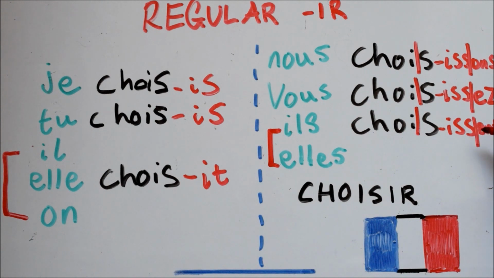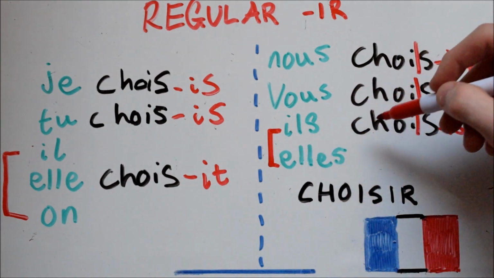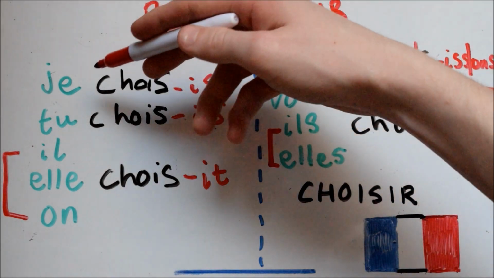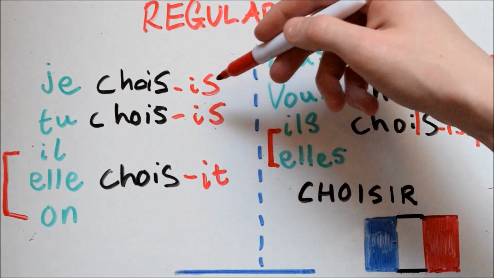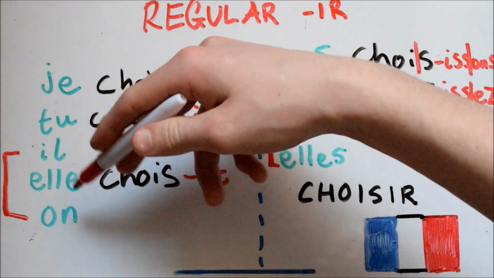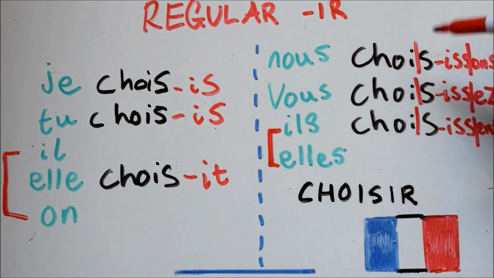Choisit. This is also the same for they. Elles choisissent. If I go down them all again, this is how they're pronounced. Je choisis. Tu choisis. Il, elle, on choisit. Nous choisissons. Vous choisissez. Il choisit.